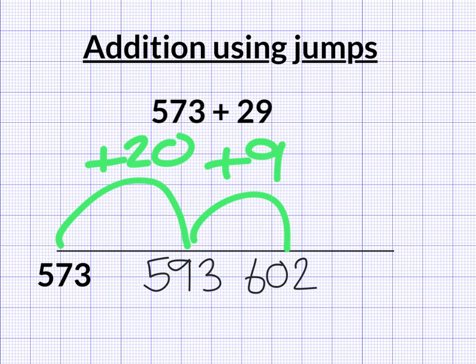Still adding using jumps, but when it's not a multiple of 10. So we've got 573, add 29. Put the larger number down here, so we've got 573, add on the 20, add on the 9.